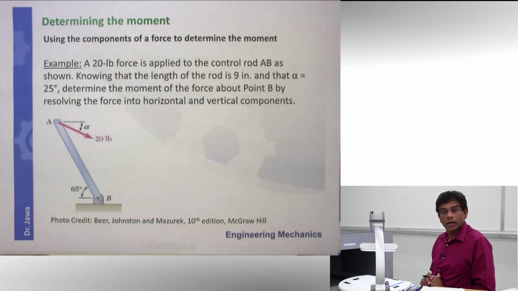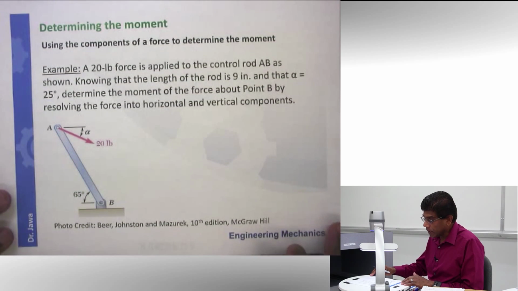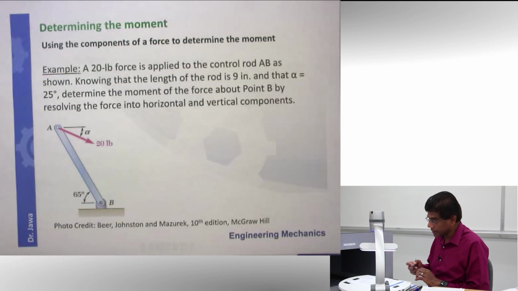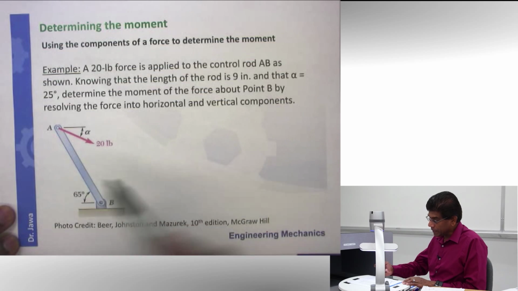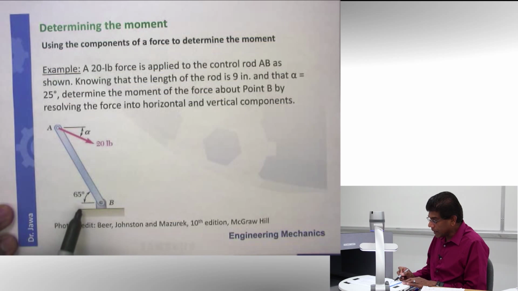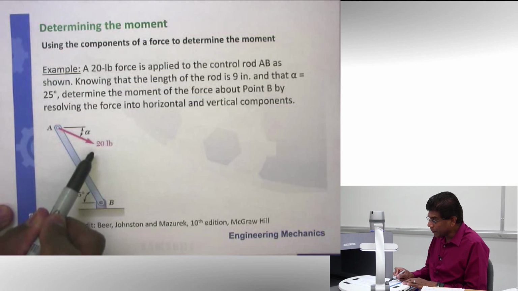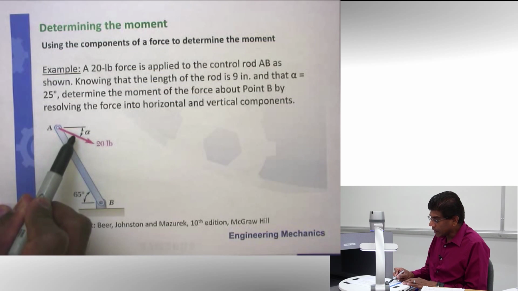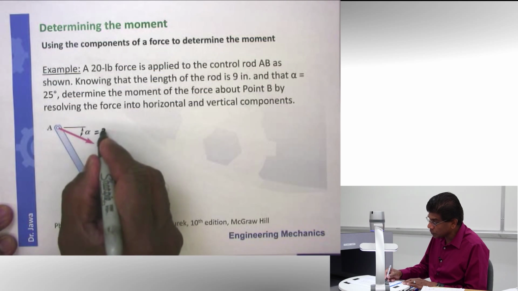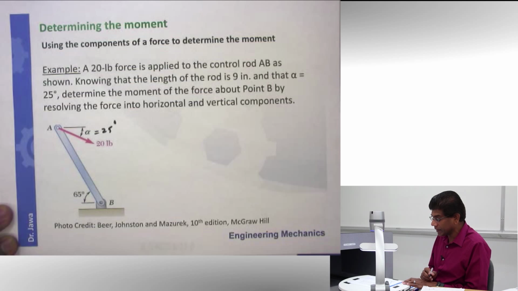Hello everyone, let's solve one more problem, a two-dimensional moment problem. And this particular problem is taken from the popular Beer and Johnston text, as you can see. Let's see what happens here. Here is a lever making a 65-degree angle from the horizontal. There's a 20-pound force applied at an angle again from the horizontal. And this alpha happens to be 25 degrees, so make a note of that.